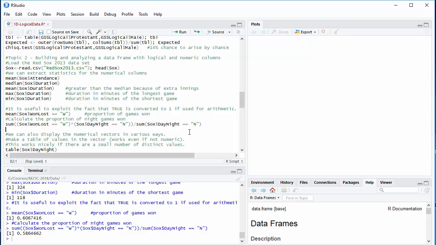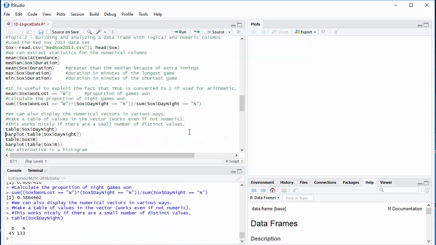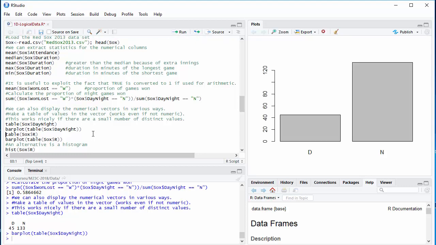Now let's look at how R will let us display this information. I look at day-night and I call the function table, and it says the two values in this column are D and N, and here's how many times they showed up. It's a little bit prettier to ask for a bar plot of this table, and this shows bars whose heights are proportional to the number of day games and the number of night games. Notice when you're using bar plot to display the contents of a vector, first you convert it to a table, then you call bar plot on that table.